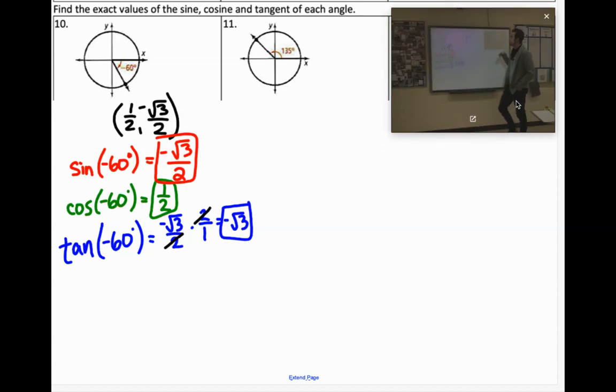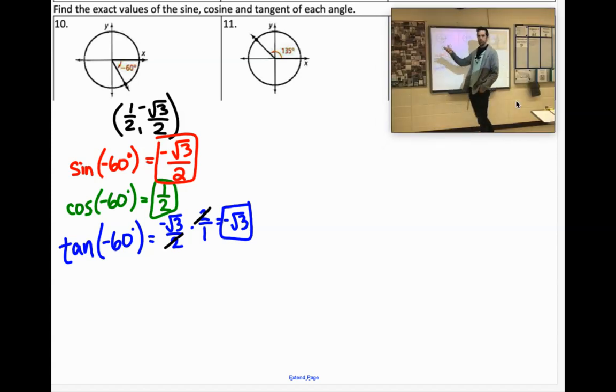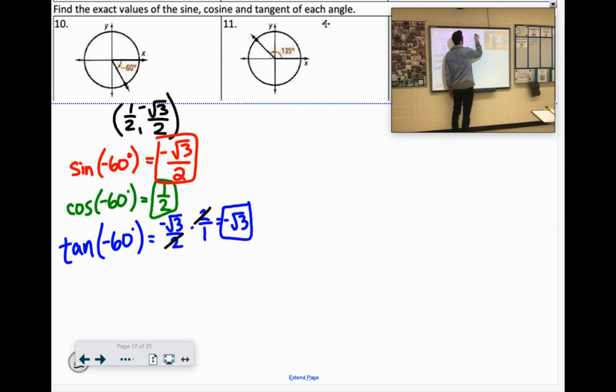135 degrees. So it's in quadrant 2. In quadrant 2, you find the reference angle by doing 180 minus our angle. So let's see, 180 minus 135 is 45 degrees. 45 degrees are the nice ones because it's 2 and 2. So it's root 2 over 2 and root 2 over 2.